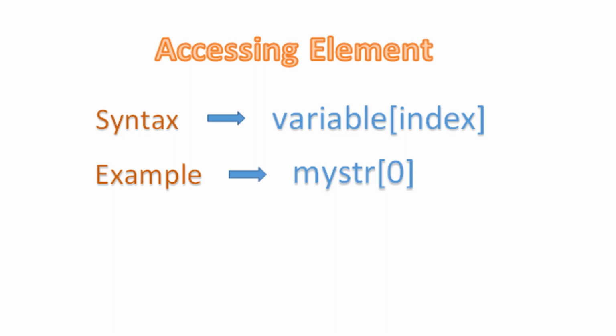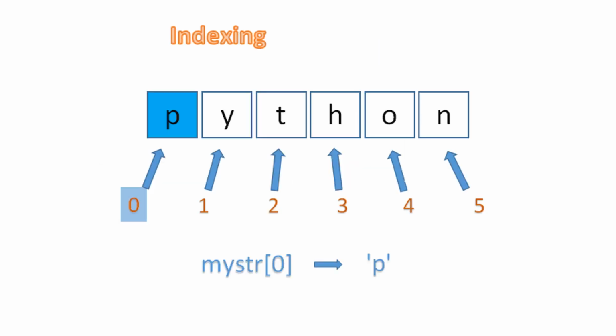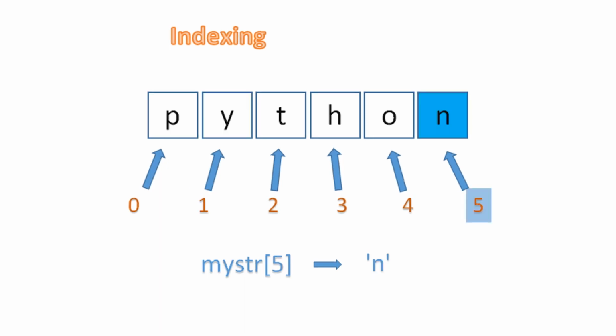This is the syntax to access a particular element from a sequence type. We need to write a variable followed by an index enclosed in a square bracket. To access first element from the sequence, enter the variable name mystr followed by 0 enclosed in square bracket, and the output will be p. To access second element, enter mystr of 1. The output will be y. To access last element, enter mystr of 5, and the output will be n.